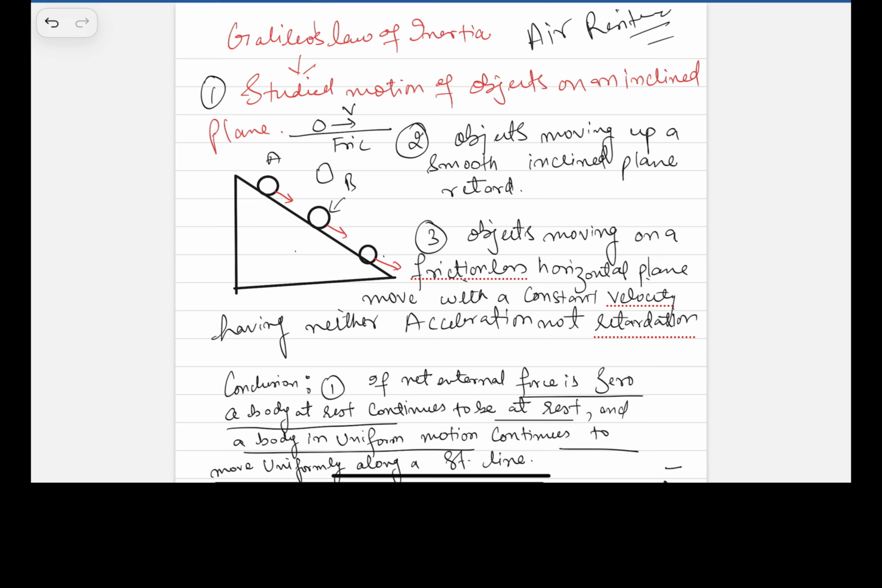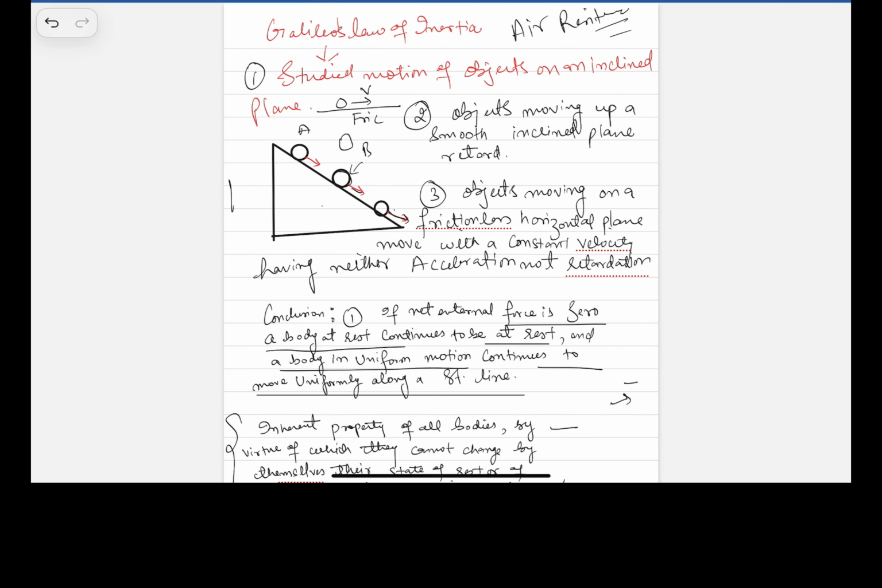Here we kept an inclined plane. This is a smooth surface, so the ball starts rolling in the downward direction. Or he kept the ball at the top, and the ball starts moving downward. Then he took a frictionless surface, a surface which has no friction. Then the ball moves on a frictionless horizontal plane with a constant velocity, with no acceleration and no retardation, and the ball keeps moving in a particular direction.